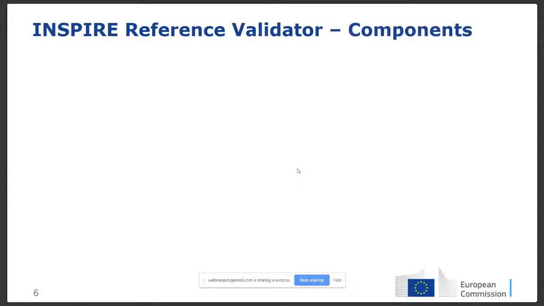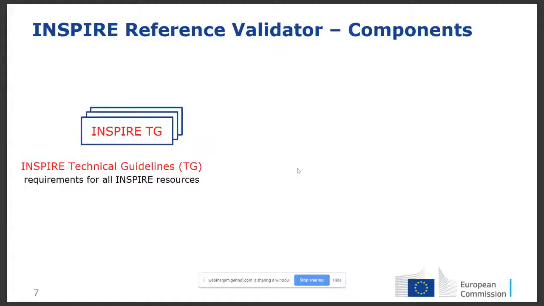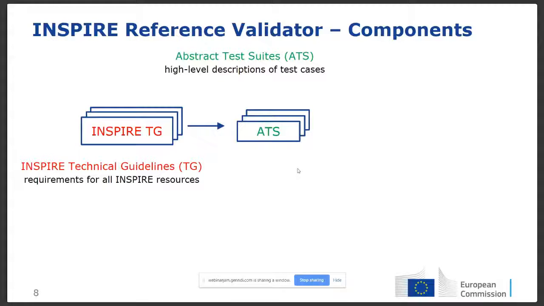So the validator is actually not a single software, but it's based on a number of components. The starting point is still represented by the Inspire technical guidelines, which, as I said, define requirements for all the resources, so metadata, datasets, and services. These technical guidelines in the first step are translated into abstract test suites, or ATS, which are the abstract, high-level descriptions of test cases.